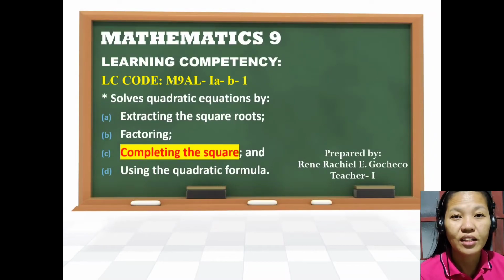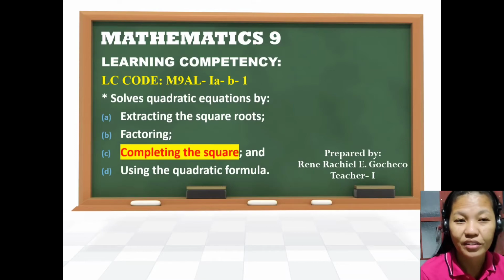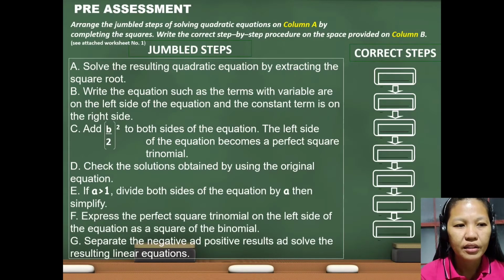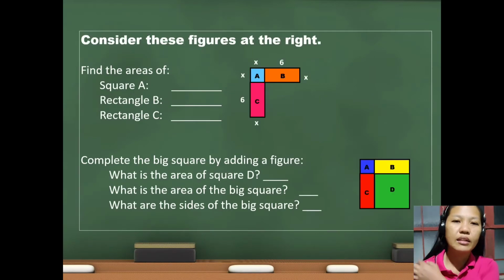Our lesson for today is under the learning competency of Mathematics 9 on how to solve quadratic equations by completing the square. As we start our lesson for today, we have to write the correct step-by-step procedure on the space provided on column B by arranging the jumbled steps of solving quadratic equations on column A. Let us answer this activity by considering these two figures.